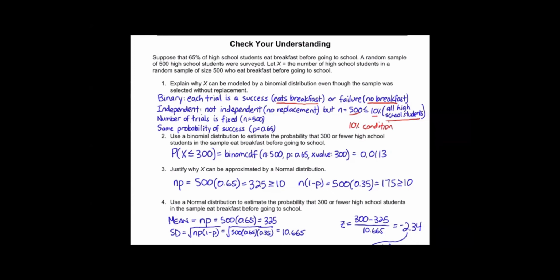And then we check number of trials is fixed. That's true at n equals 500, and we do have the same probability of success for each trial of 65%.